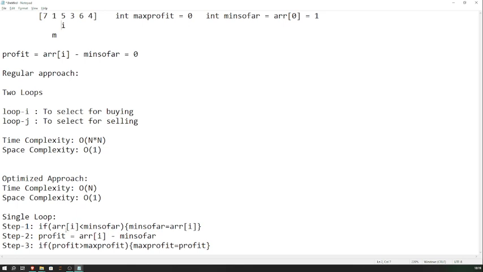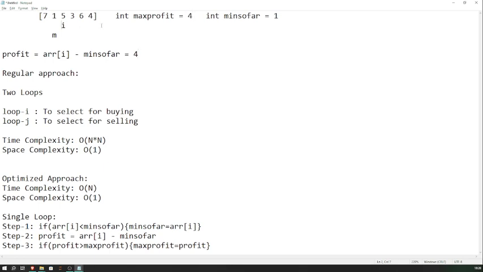Now 5. Now we check if ARR of I, that is 5, is less than minimum so far. No, it is not less than, so minimum so far still remains 1. Okay, so now let's calculate profit. So profit is now what? 5 minus 1. So profit now becomes 4, and 4 is greater than max profit, so max profit becomes 4.